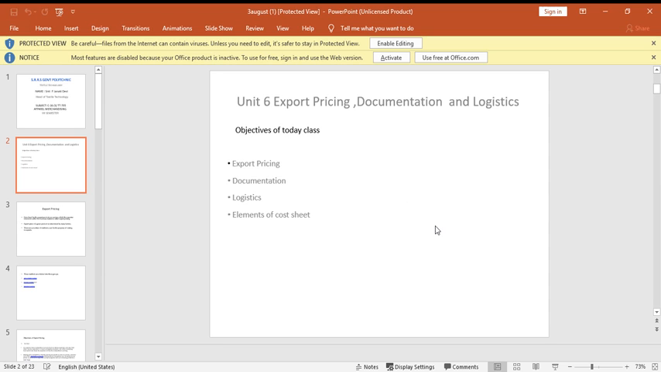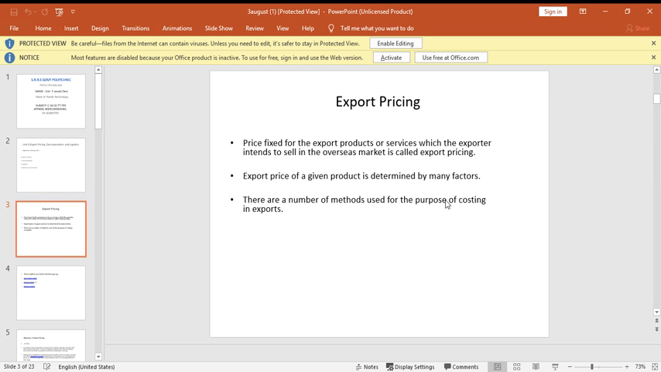Okay. So today, the objectives of today's class are: we are going to learn about export pricing, documentation, logistics, and elements of a cost sheet. So, first, export pricing.